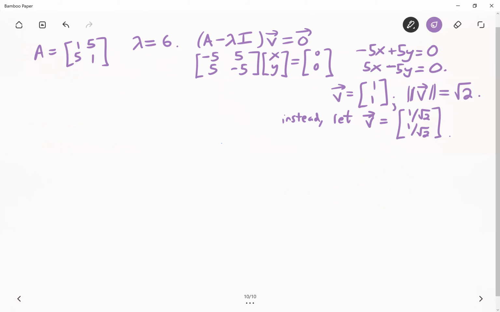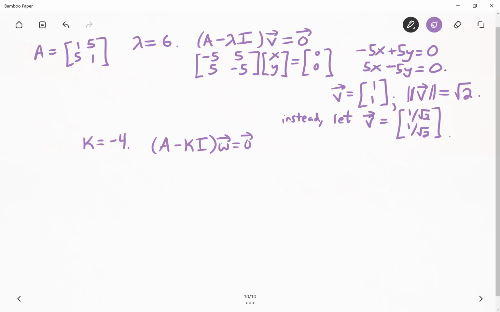Next, let's do the eigenvalue kappa equals negative 4. We're going to solve for A minus kappa I times vector W equals the 0 vector.